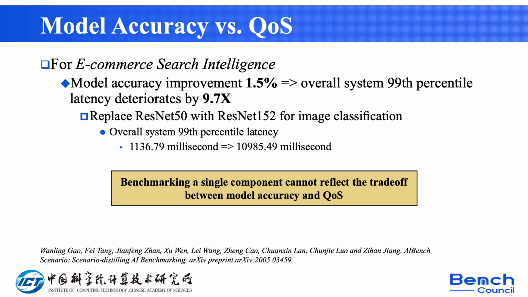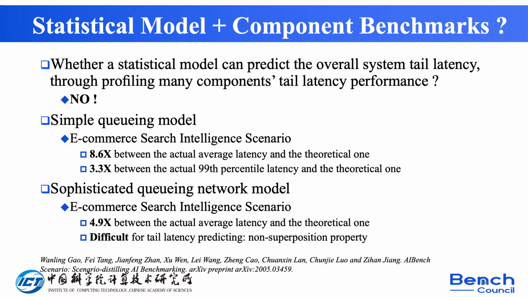Therefore, benchmarking a single component cannot reflect the trade-off between model accuracy and QoS. Someone may argue that we can use a statistical model to predict the overall system performance. But whether a statistical model can predict the overall system tail latency through profiling many components' tail latency performance, our answer is no. We use two state-of-the-art statistical models to estimate the overall system latency and tail latency, a simple queuing model and a sophisticated queuing network model.